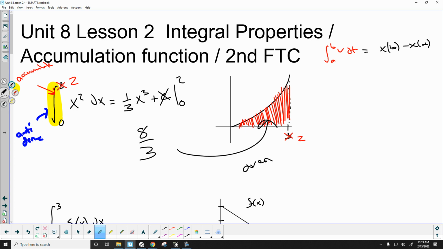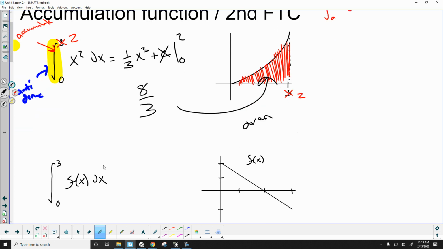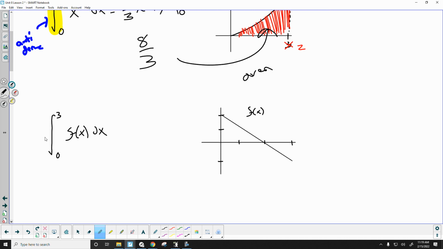But they could answer questions, and you can answer questions like this, where I don't even give you an equation. You still don't have a calculator. But I give you the graph. Okay? So let's think like a calculator.